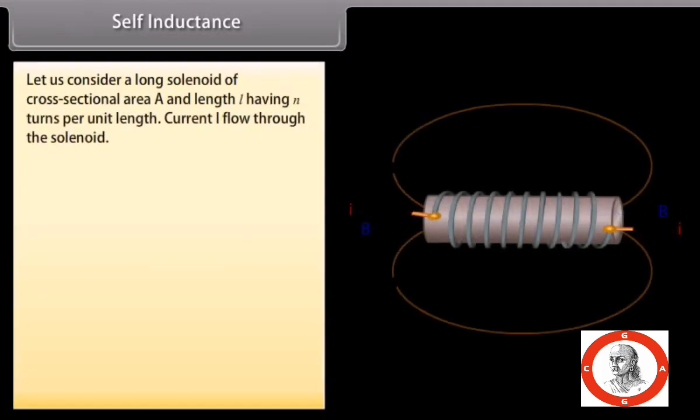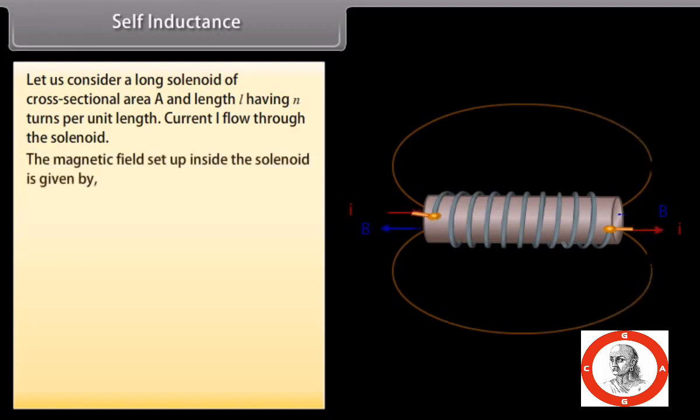Let us consider a long solenoid of cross-sectional area A and length L having n turns per unit length. Current I flows through the solenoid. The magnetic field set up inside the solenoid is given by the product of mu naught, n and I.